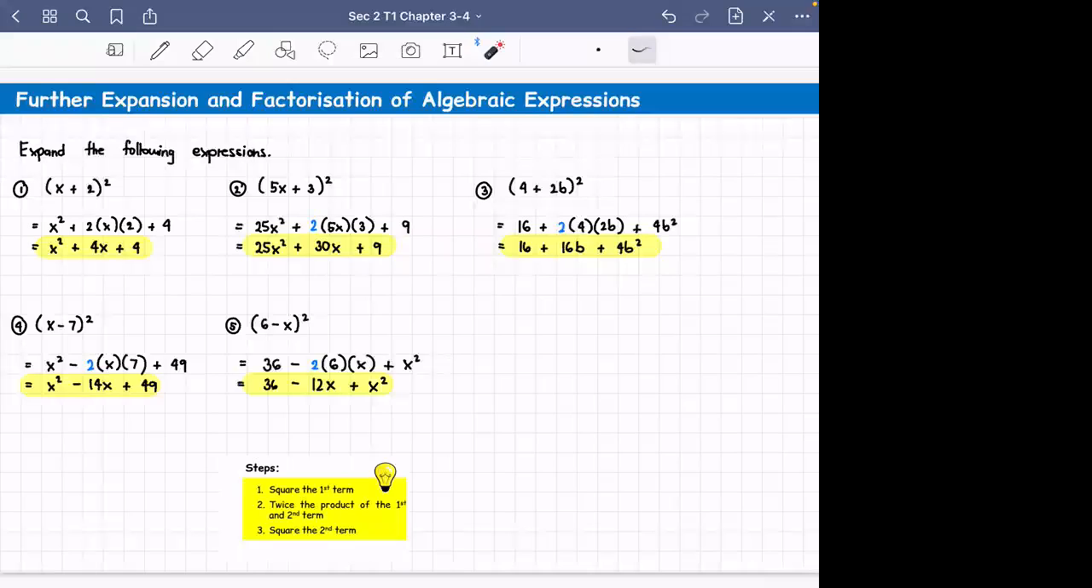If you observe, if it's plus, the first sign is plus. If it's minus, the first sign is minus. So that's one thing to observe with your answers.